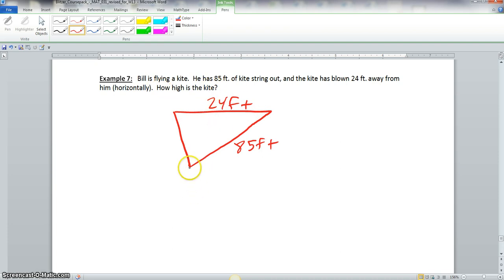So basically, when you stand and fly a kite, it goes at an angle. And then here it says it's 24 feet away. So this right here would be your 90-degree angle. So this 85 feet is your hypotenuse, and this 24 feet here is one of the legs. So we need to find the other leg. So we'll do a squared plus b squared is equal to c squared. Now we don't know what a is, but we do know that b is 24 and c is 85.